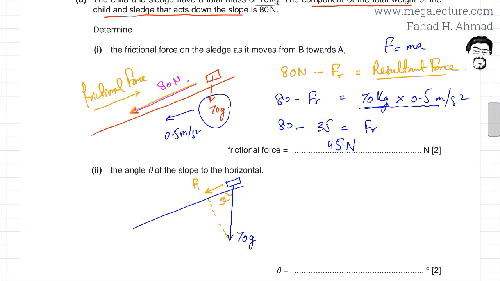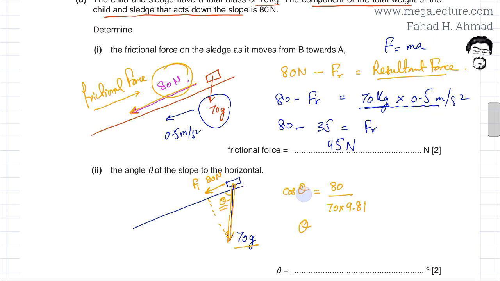Now I can try to calculate this theta, because if I take cos of theta, it would be adjacent, which is this component of the force down the slope. That was 80 newtons. So this over here is 80 newtons, and this is adjacent over the hypotenuse. The original force or weight acting downwards was 70 g, or 70 into 9.81. If I solve this, I'll be able to calculate the value of theta.